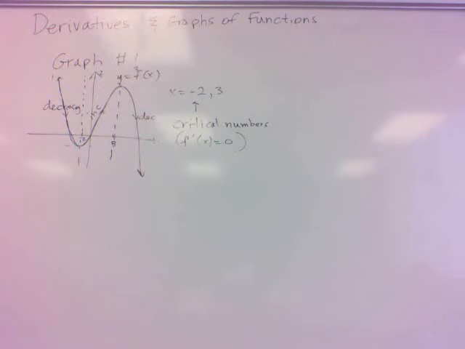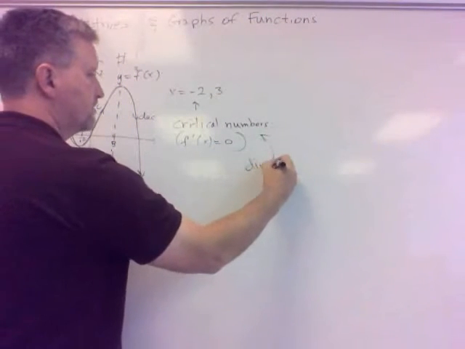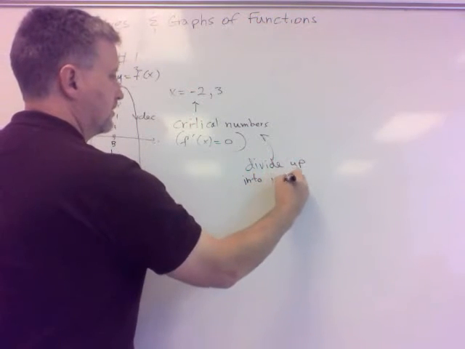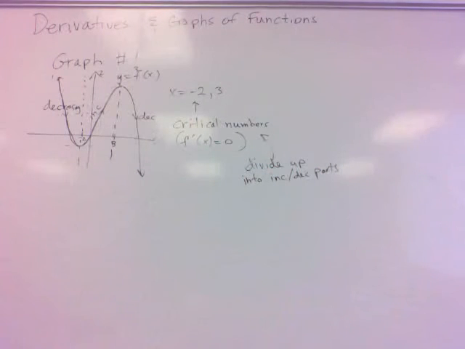One other thing we haven't mentioned here is that the critical numbers usually divide the graph into increasing and decreasing parts. So the critical numbers also divide up the graph into increasing and decreasing parts. That's going to be useful because that is what we're going to use here.